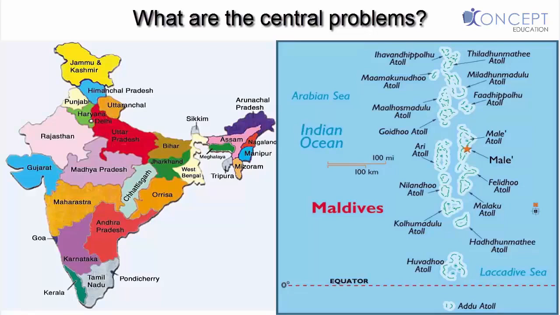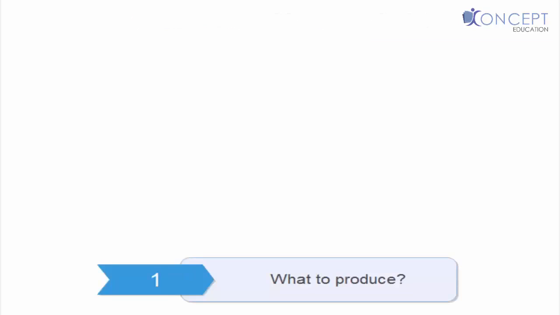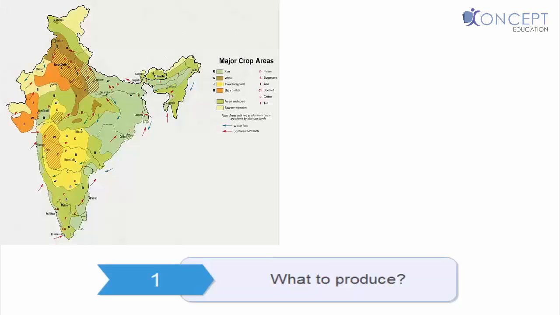So let's take the first question of our central economic problems. The first question is what to produce. Now if you are in India, you have plenty of options. Okay, what can I produce? Should I go more for agriculture? Should I go more for tourism? Should I go more for industries? What should I go more for? And how should I take India forward?